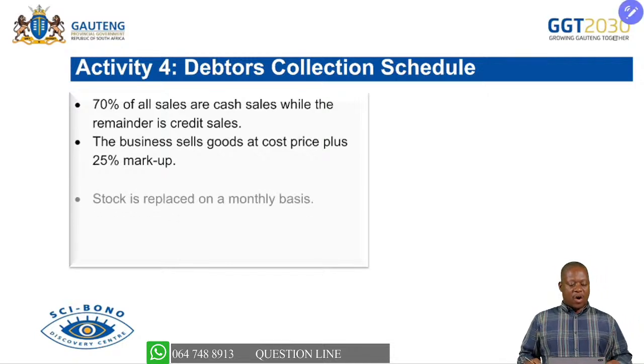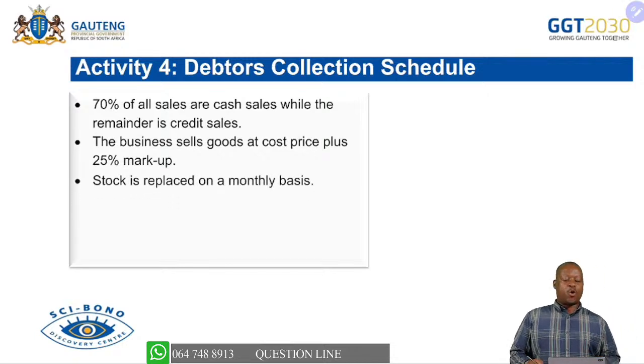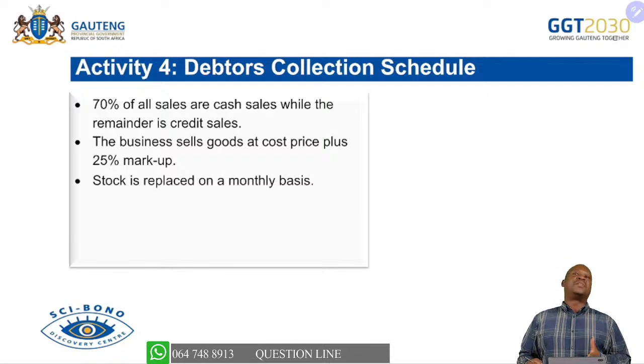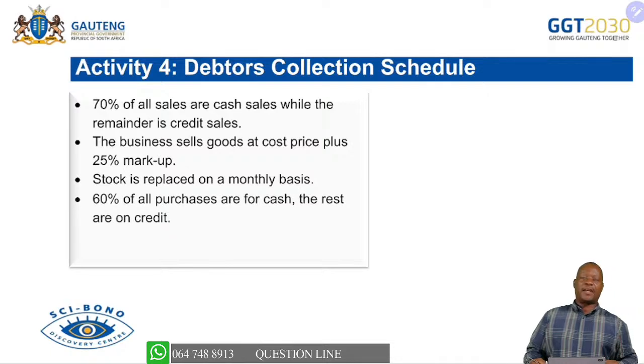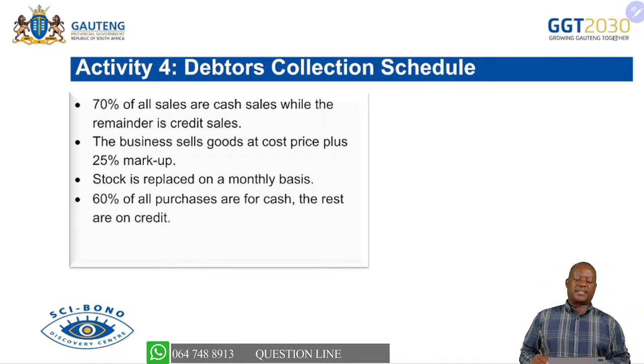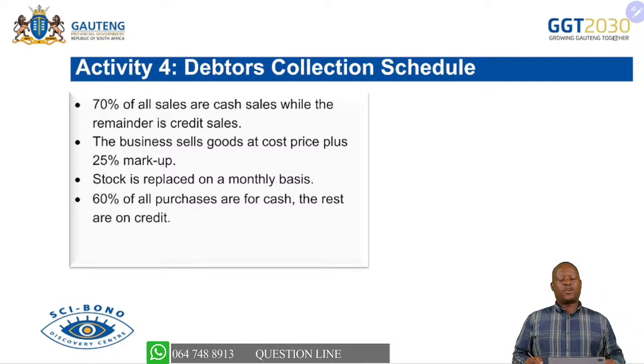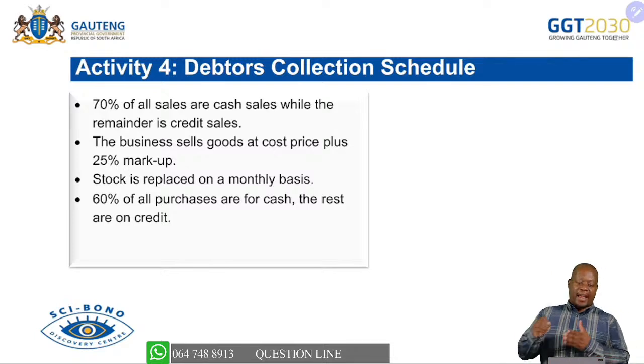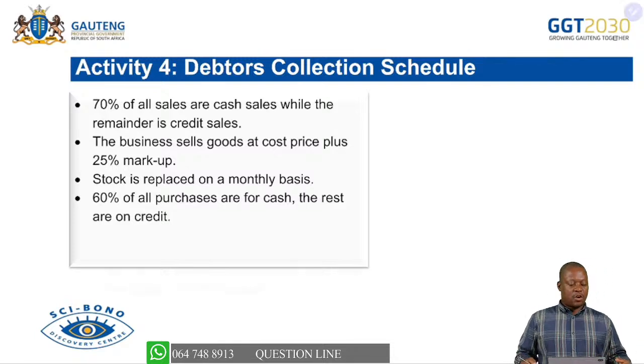And then we move on to stock is replaced on a monthly basis. They've been saying this. They will continue to say this. And why are they telling us? Because there is a direct relationship between the sales and the purchases for every month. And then they are also saying 60% of all purchases are for cash, the rest on credit. So we know 60% of purchases is cash and 40% is on credit.